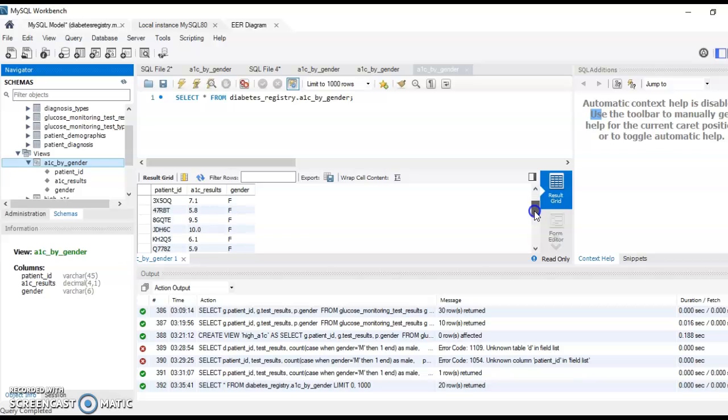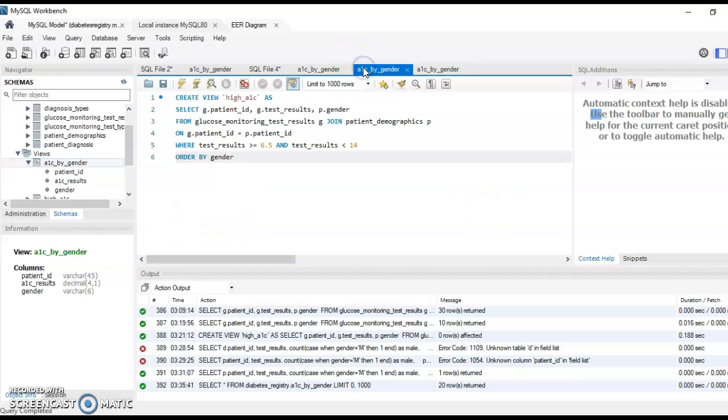So I basically did 10 female and 10 male. I put the patient ID so that the patient would be identifiable, and the A1C results, I named that A1C results, and then the gender column.